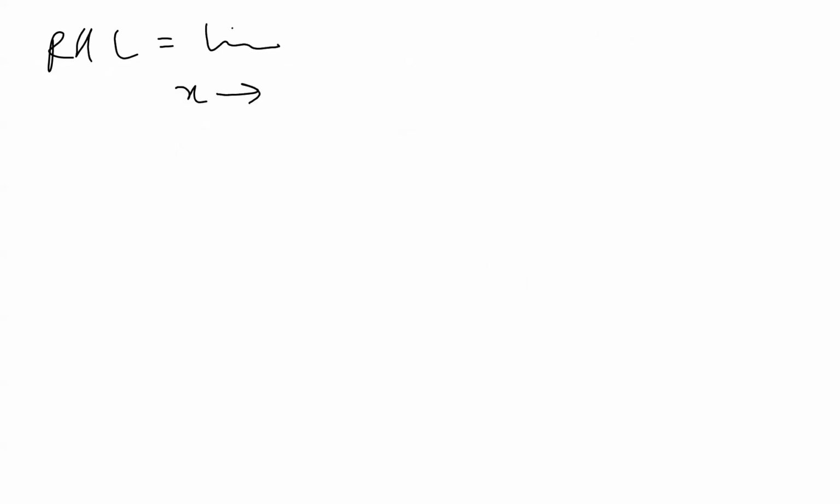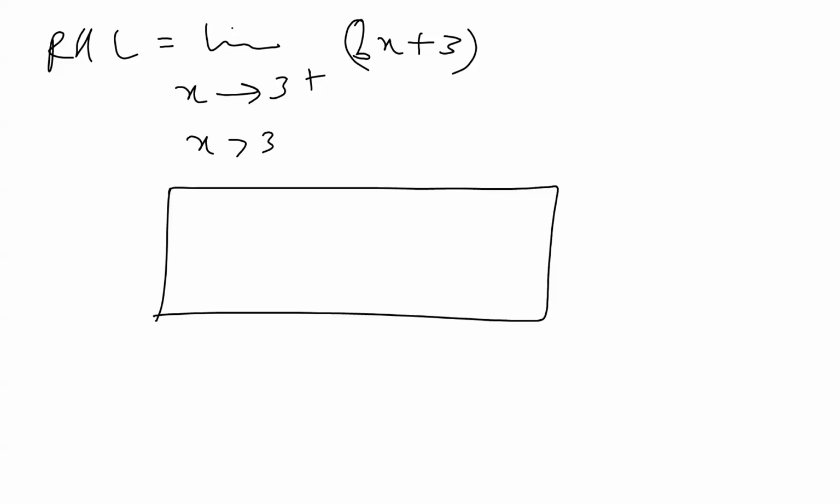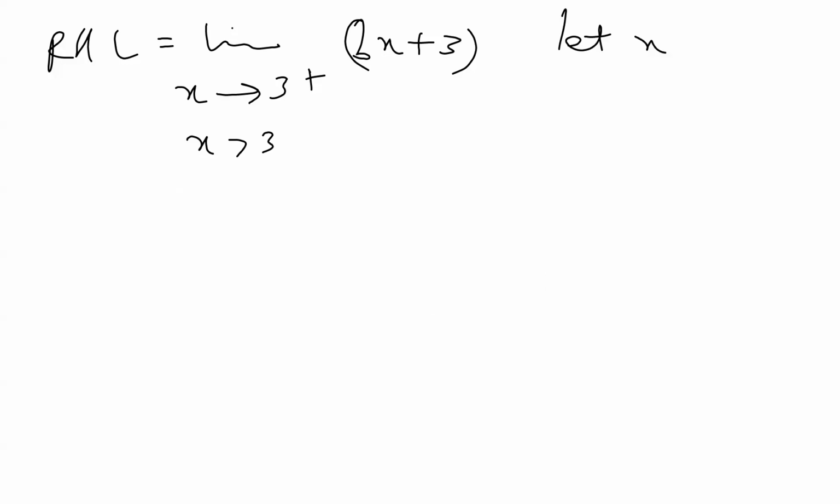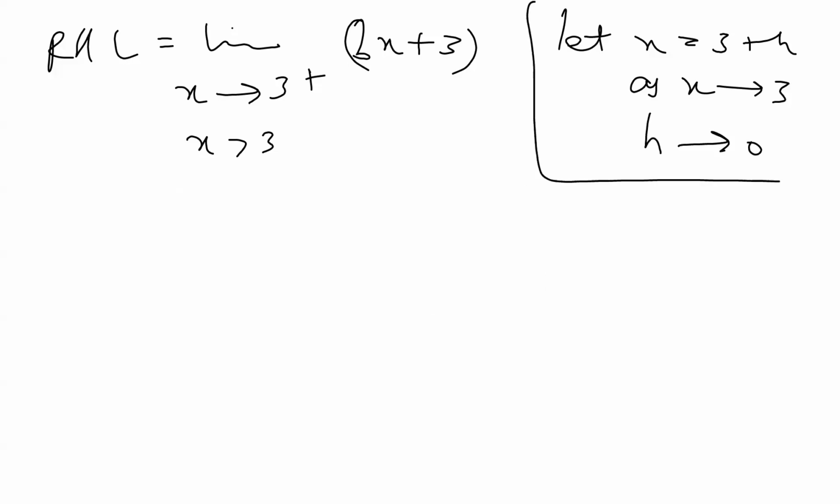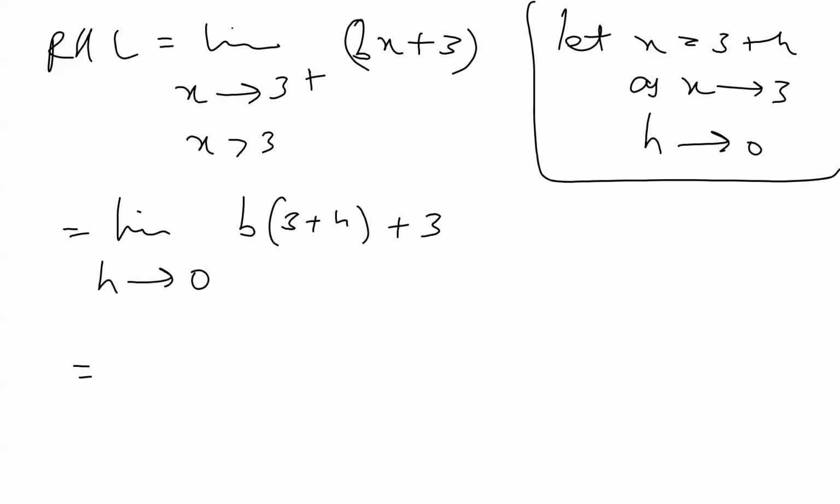Now first I will start with RHL. Limit x approaching 3 plus. 3 plus means x is greater than 3. So for x greater than 3, the function is bx plus 3. So let x is equal to 3 plus h. As x approaches 3, h will approach 0. So limit h approaches 0, b into 3 plus h plus 3. There is no denominator, put the value of h as 0. So 3b plus 3. So by this we are not getting something in terms of a and b.